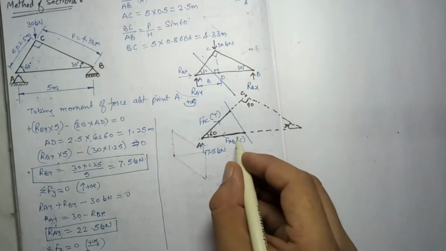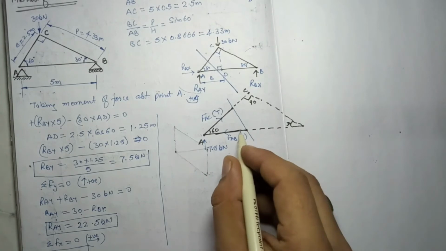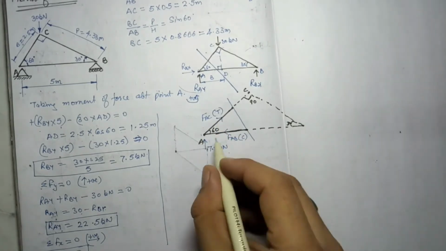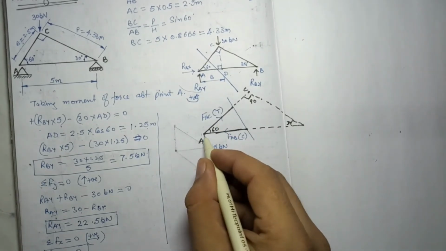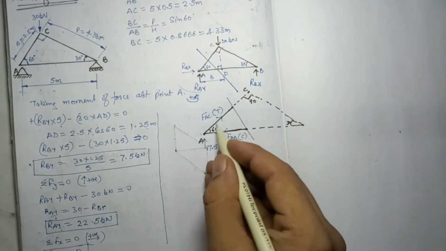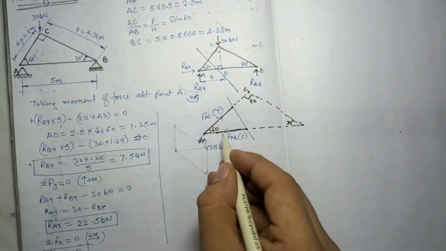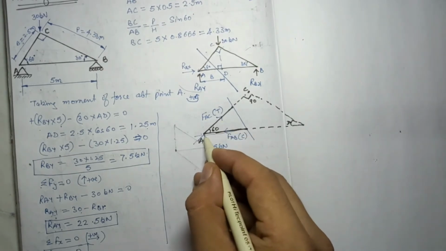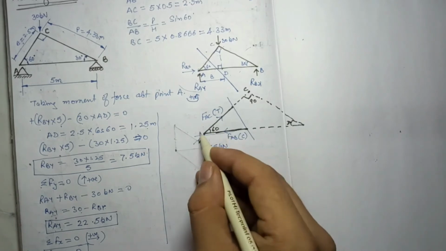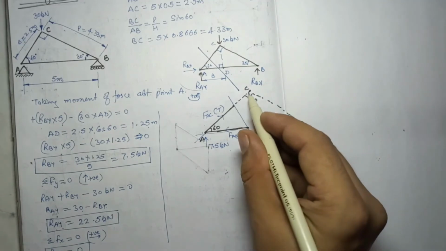Now we have to decide a point or a joint about which we have to take the moment of force, just to find out these two unknown forces. Now if I take the force about point A, FAC is passing from this point, so force into perpendicular distance, no perpendicular distance, so it will be 0. If I take point A, FAB and FAC both pass through A, so both will be 0, so we cannot take point A. Now we can take, let's say, the point C.